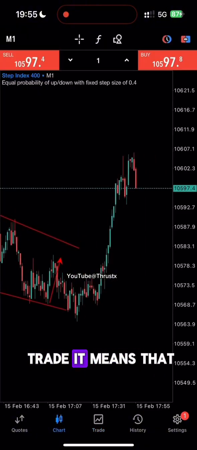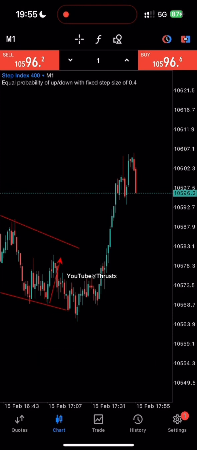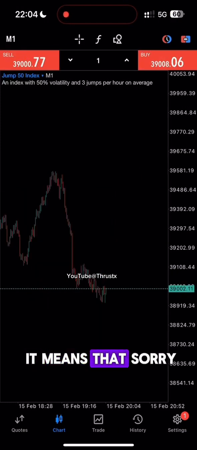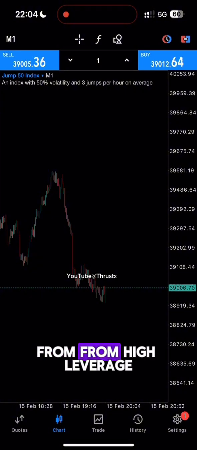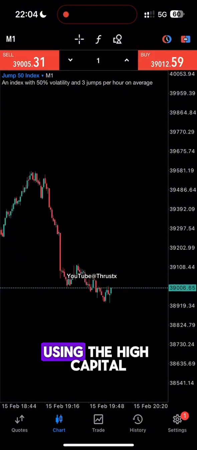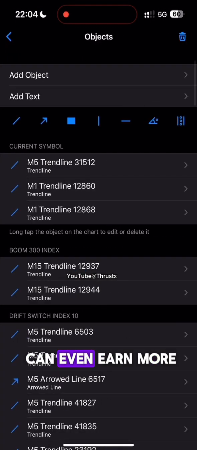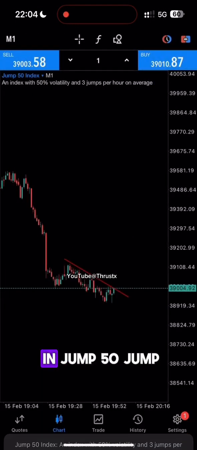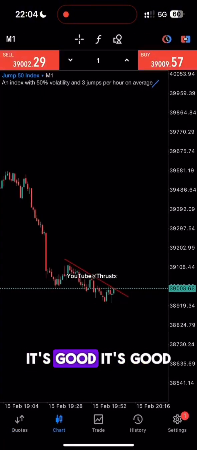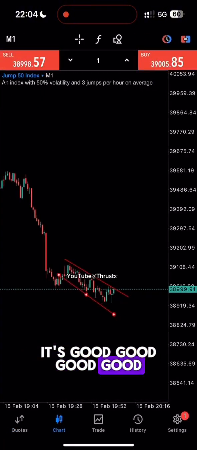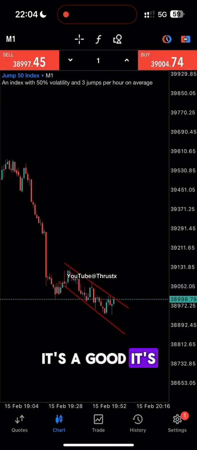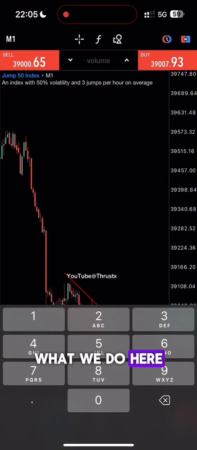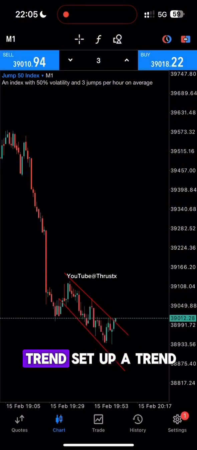So for our next trade, it means that we also have high volatility. From high leverage using the high capital, it means that we can even earn more in a short space of time. So now we are in Jump 50. Jump 50 is good. So now what we do here is set up a trend.